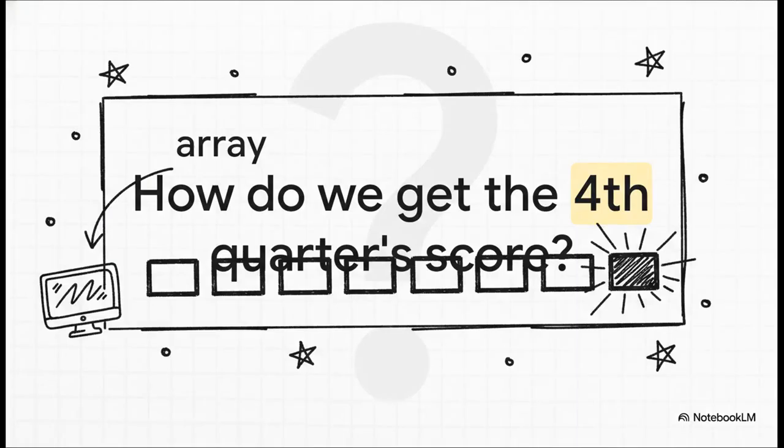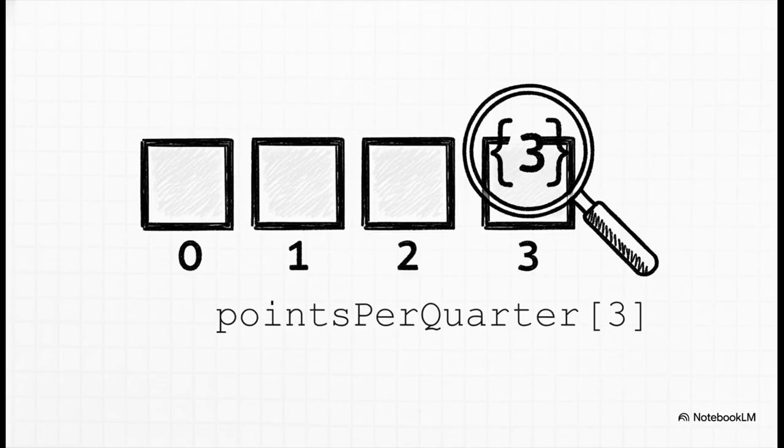So the big question is, how do we get the score for, say, the 4th quarter? Well, it all comes down to knowing its index number. And it's actually super simple. You just use the array's name, followed by the index you want inside a pair of square brackets. So to get that 4th quarter score, we would write pointsPerQuarter[3].